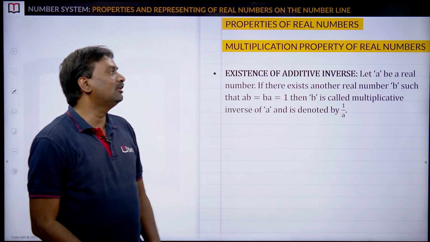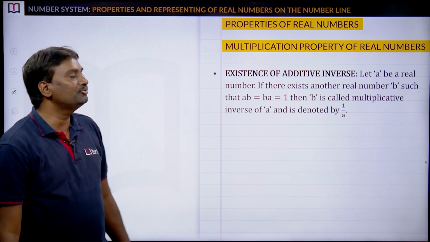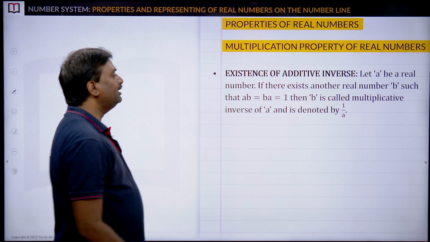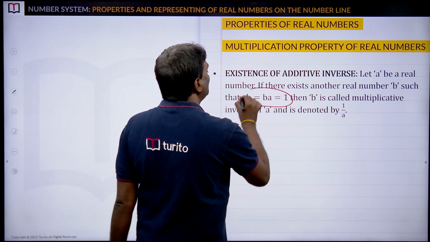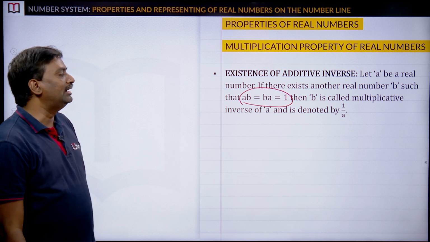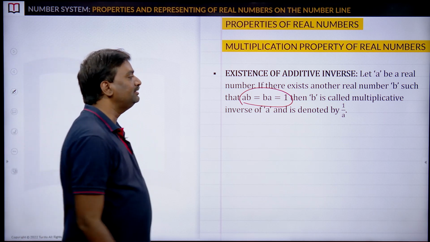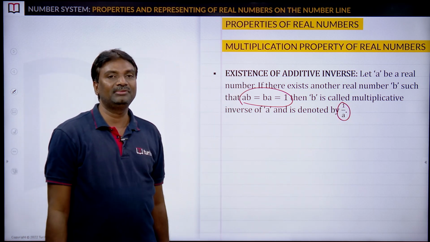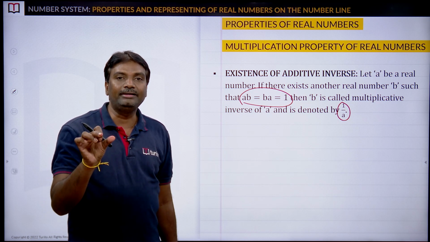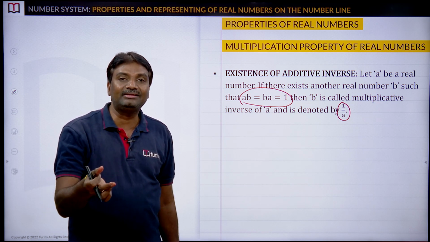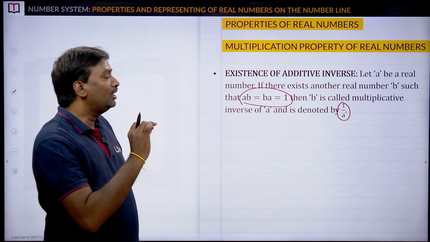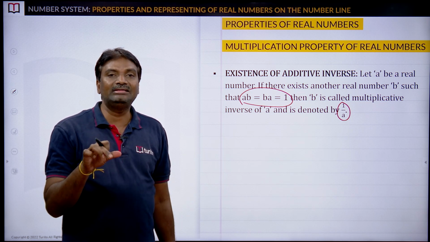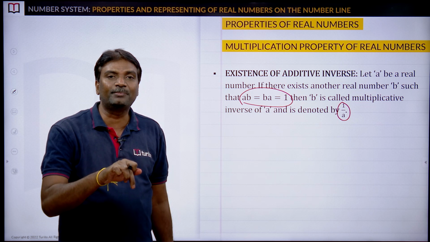Next, existence of multiplicative inverse. Suppose that A is a real number. If there exists another real number B such that A into B equal to B into A equal to 1, then B is called the multiplicative inverse of A and is denoted by 1 by A. So, for the multiplicative inverse, we have to multiply the given number by another number to get 1. It is possible only when the given number is multiplied by the reciprocal of it.